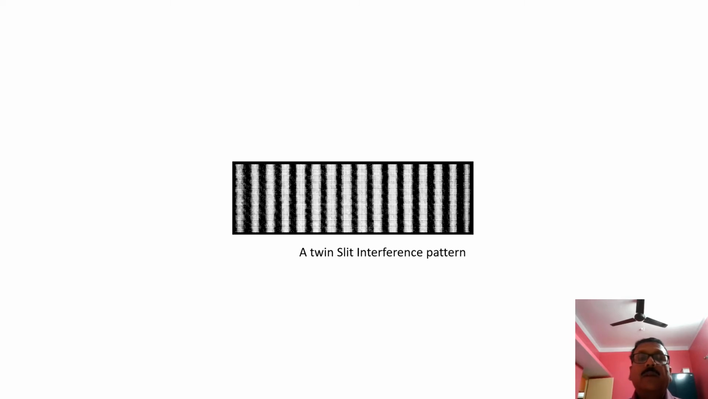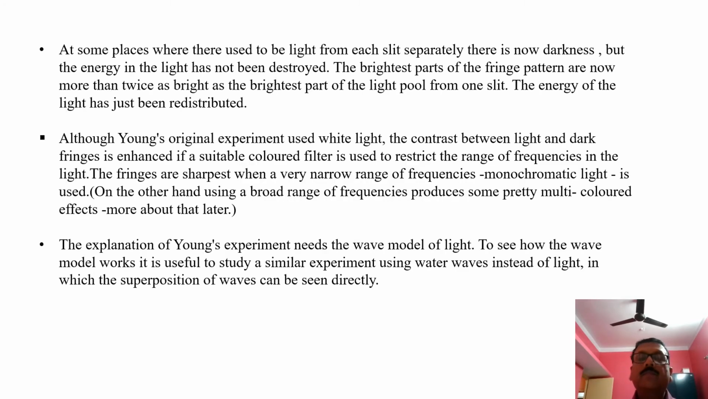This is the twin slit interference pattern. This contains bright and dark fringes. At some places where there used to be light from each slit separately, there is now darkness. But the energy in the light has not been destroyed. The brightest parts of the fringe pattern are now more than twice as bright as the brightest part of the light pool from one slit. The energy of the light has just been redistributed.